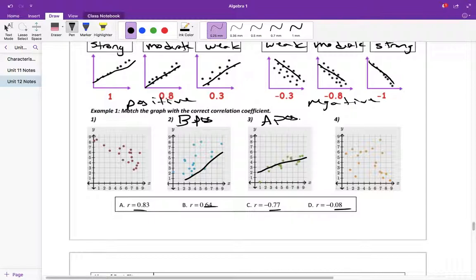So then between your 2 negative ones, 1 is definitely a much stronger negative compared to 4, which is a very weak negative. So the stronger negative would be closer to -1, so that would be C. The weaker negative would be closer to 0, so that would be D.